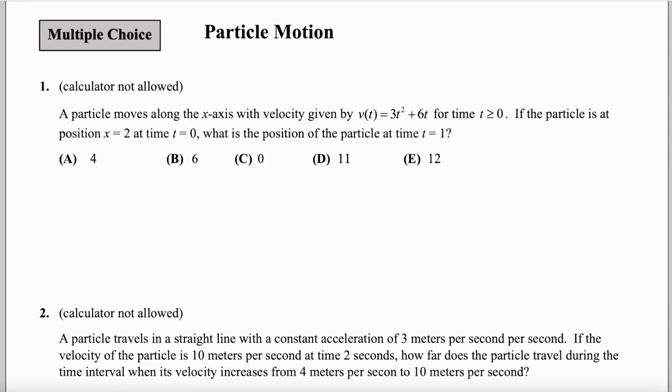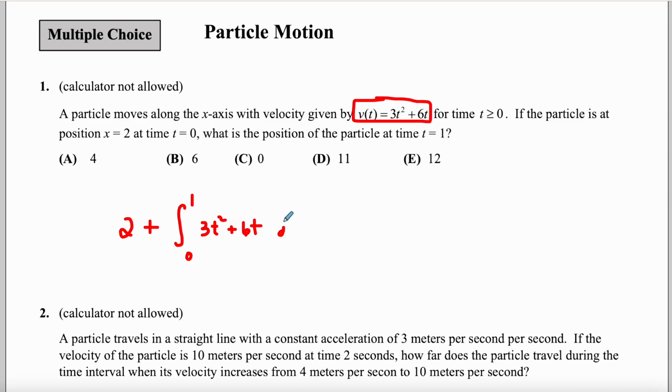This is a non-calculator position question. We're given the velocity function, and our job is to take the initial position of 2 and add our displacement for the first second. So we're going to integrate the velocity function from 0 to 1. That will give us a new position.